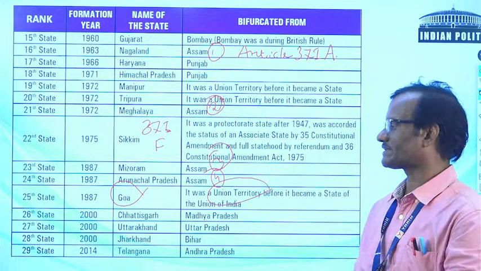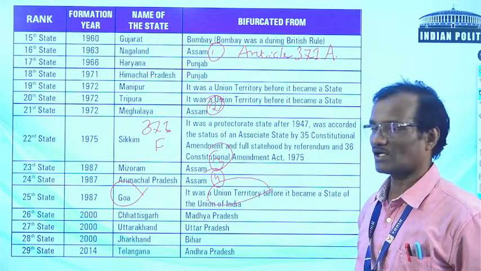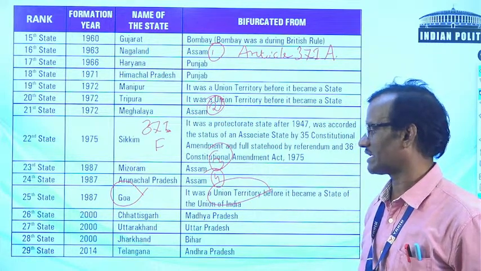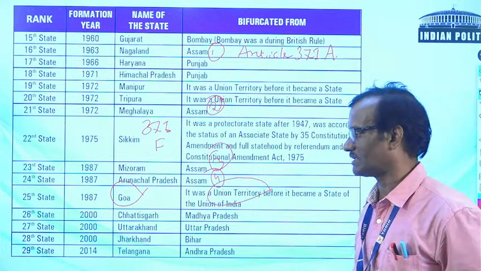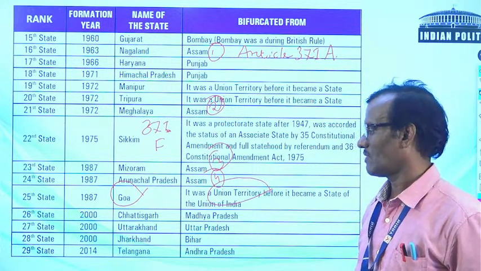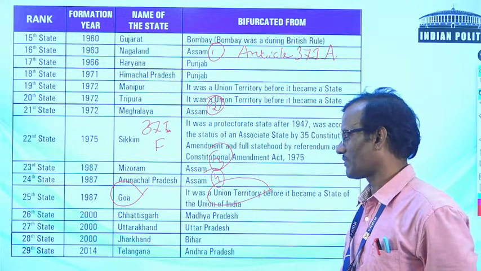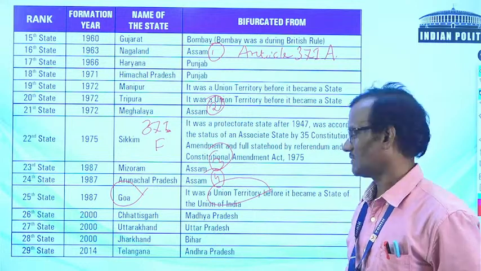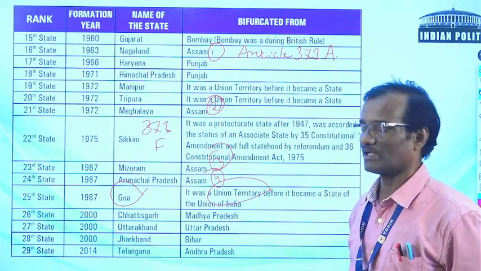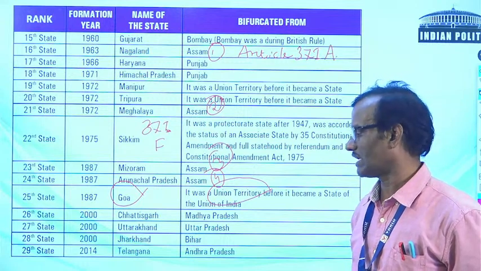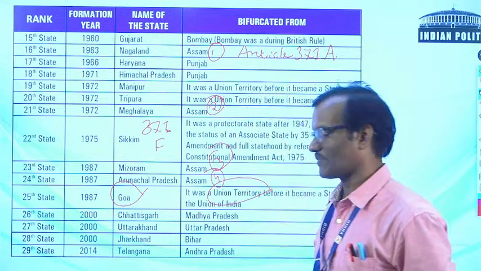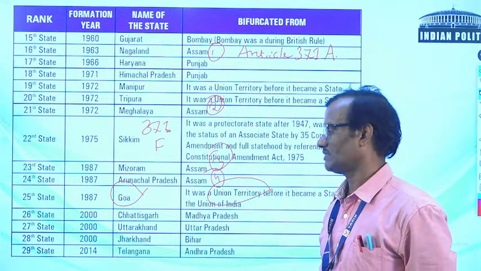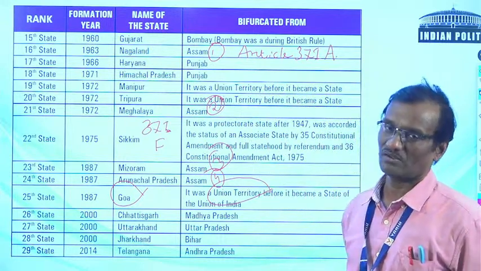Then the 26th state was Chhattisgarh, the 27th state was Uttarakhand, the 28th state was Jharkhand. They were formed in 2000 in the same year, and they were bifurcated, as you can see, from Madhya Pradesh, Uttar Pradesh, Bihar respectively. Then the 29th state was Telangana, bifurcated from Andhra Pradesh in 2014.